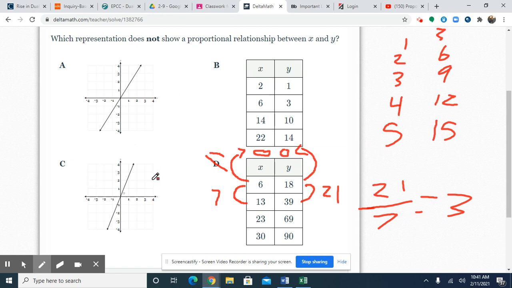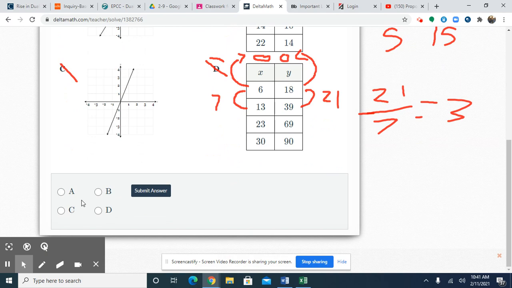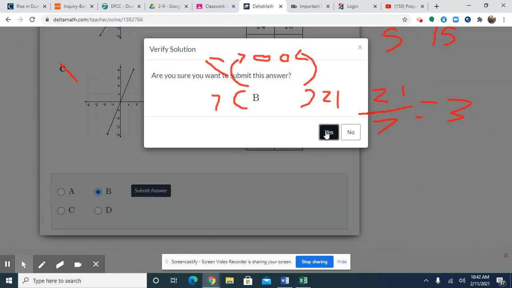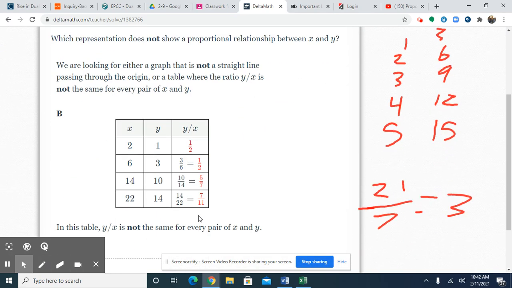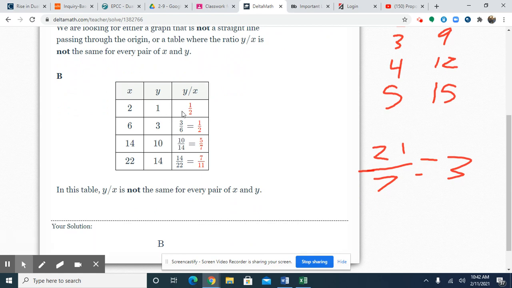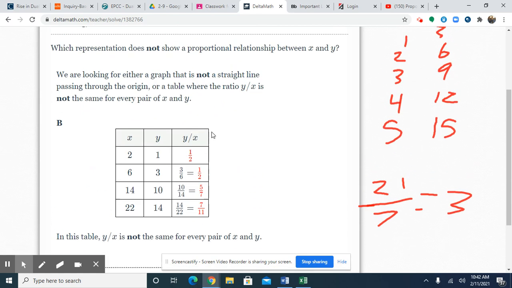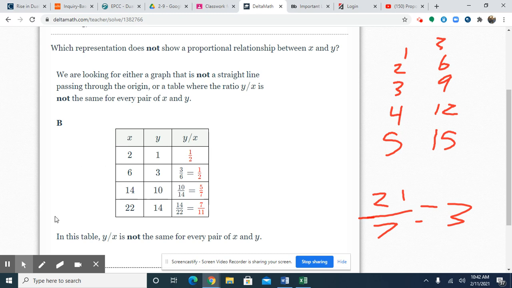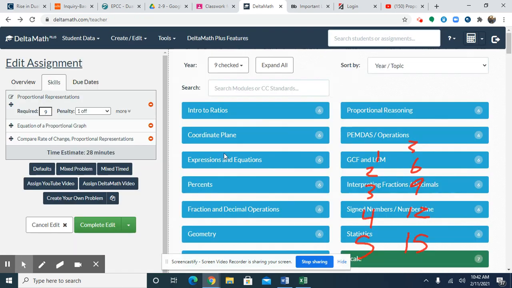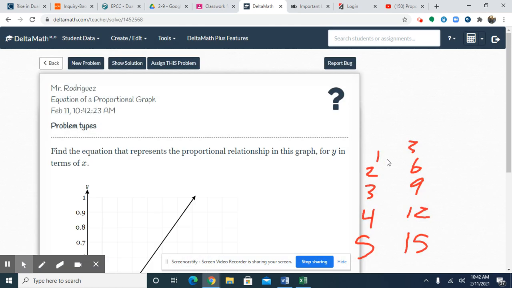These graphs are both straight lines that go through 0, so they're both proportional relationships. The only one that would not be is B. And again, we can see right here that is not a constant slope. So let's look at other examples.